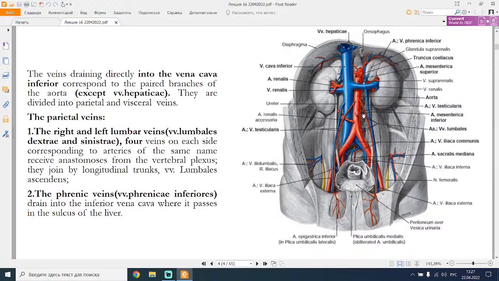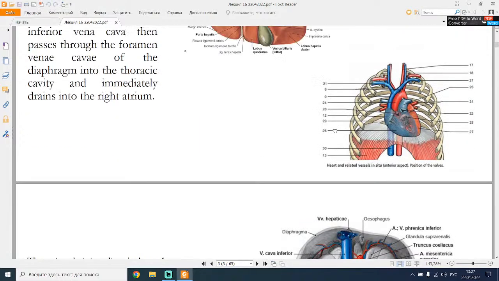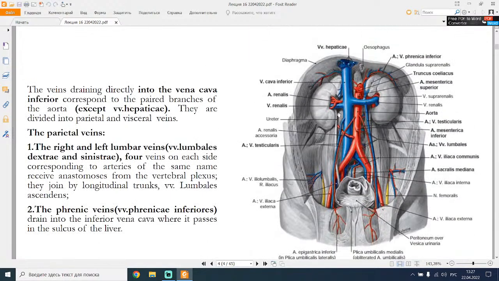Four veins on each side, corresponding to arteries of the same name, receive anastomoses from the vertebral plexus. They are joined by a longitudinal trunk, vena lumbalis ascendens. This is vena lumbalis ascendens.